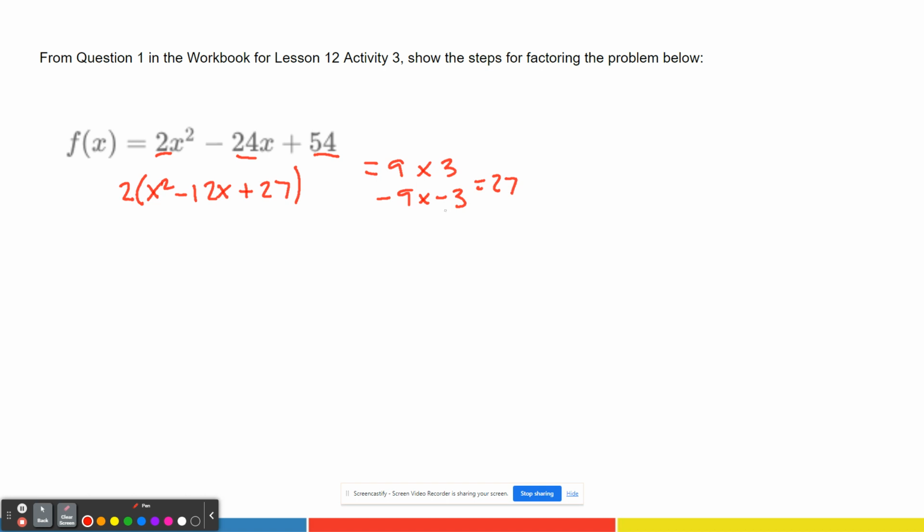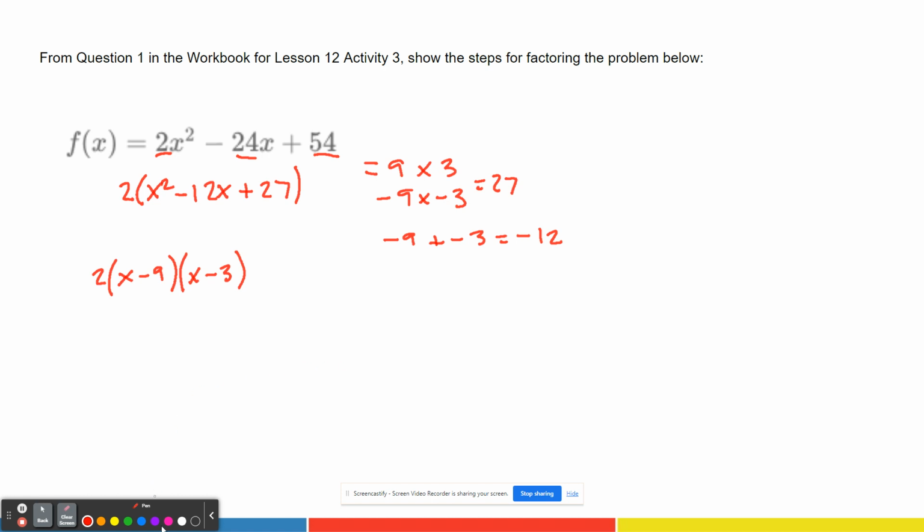So I'm going to go down to this next pair. Negative 9 plus negative 3 equals negative 12, right? If I spend $9 and then I spend 3 more, I'm going to have spent 12. That checks out. So my negative 9 and my negative 3 are going to be my factors. So my answer here is going to be 2 times x minus 9 times x minus 3. And like I said in the beginning, it is guess and check work.